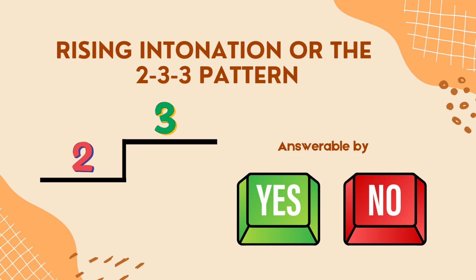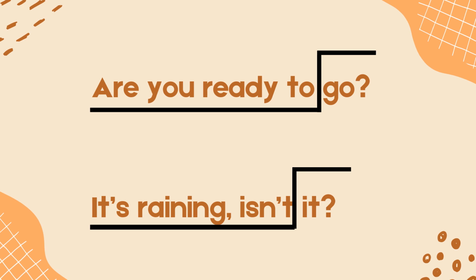The rising intonation, or the 2-3-3 pattern. The voice starts with the normal pitch, then goes up on the accented syllable, and remains up till the end of the sentence. This pattern is used for questions that are answerable by yes or no. We have some examples here. Let's read: Are you ready to go? My pitch is rising towards the end of the question, especially on the last content word, go, which is answerable by yes or no.